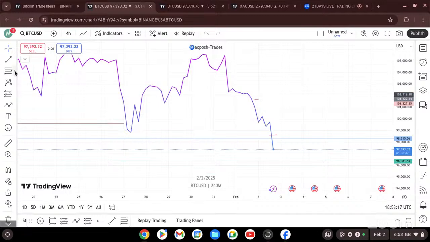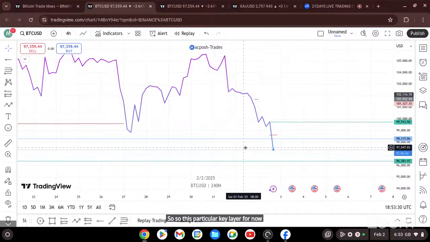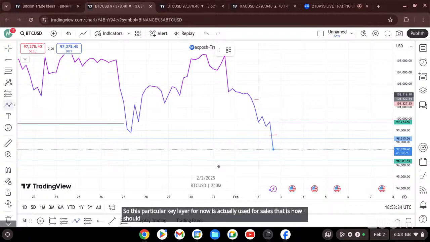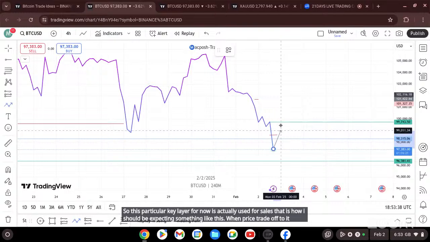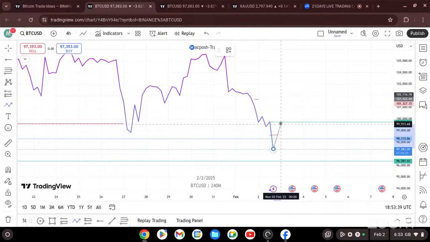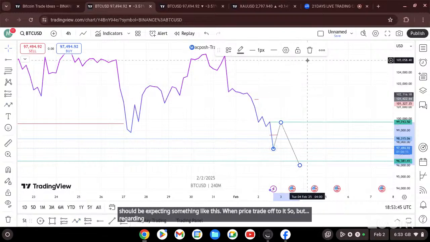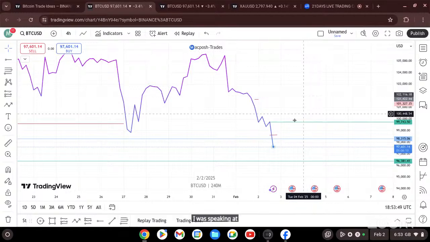So this is another A-shaped key level. Let me mark it. So this particular key level now is actually used for sales. That is, I should be anticipating something like this on it when price trades off to it and bounces back. But regarding the foundation that we have laid from the monthly, I'll be anticipating that particular key level shouldn't hold.